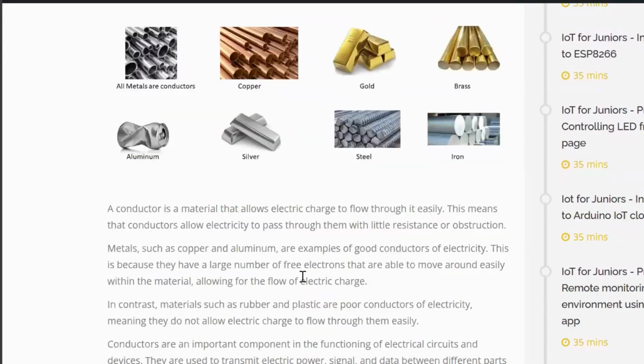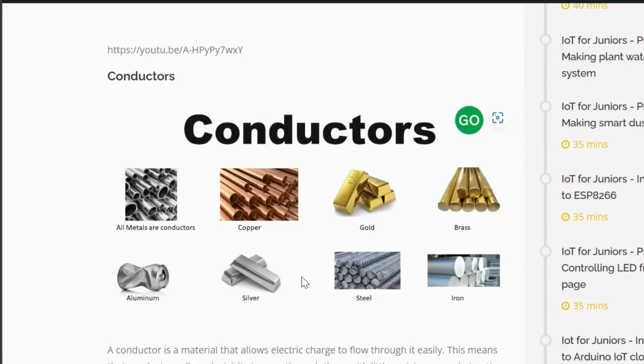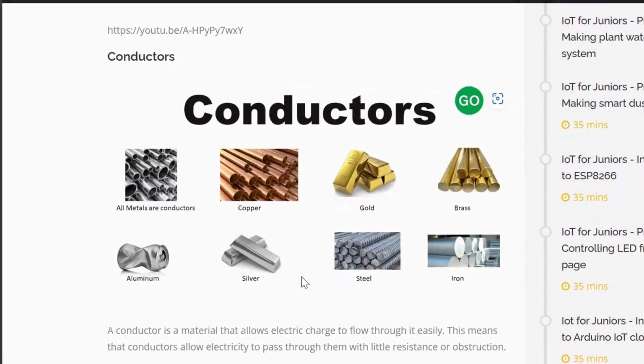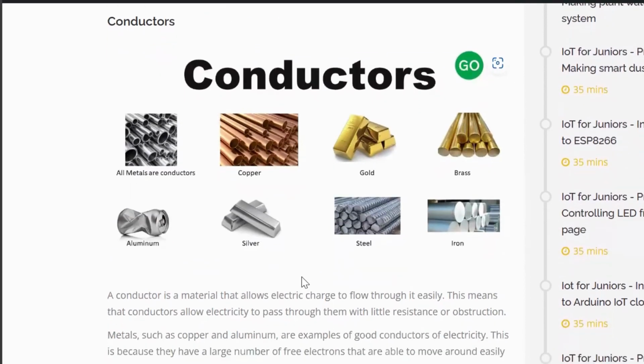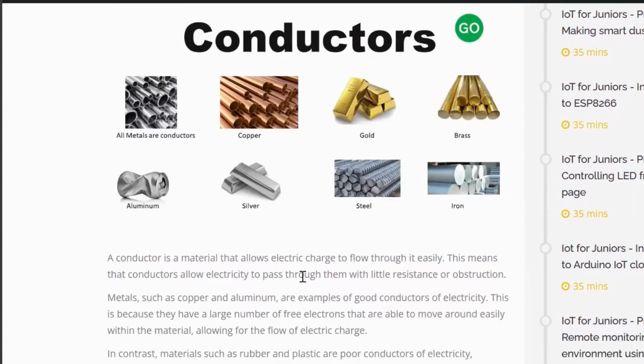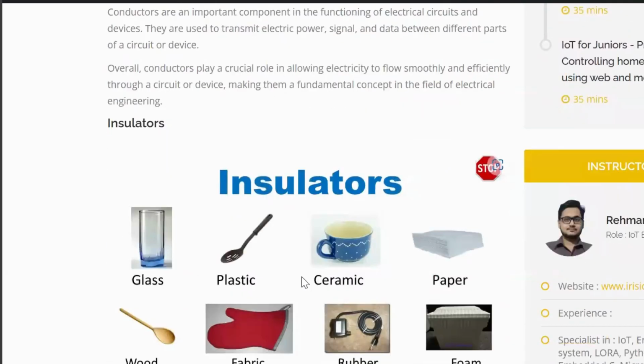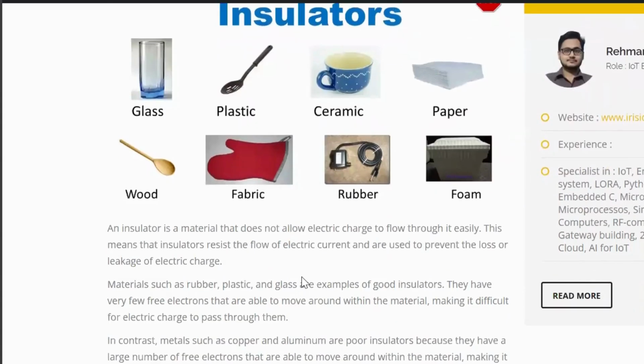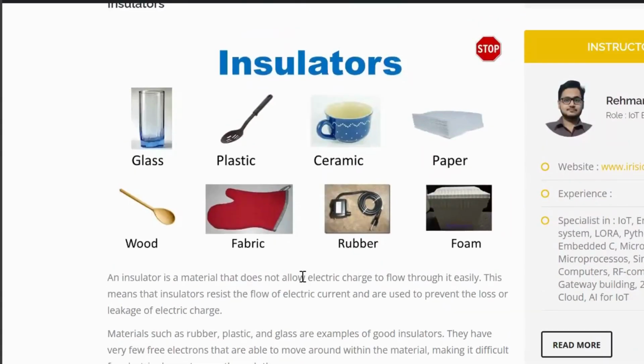Now quickly let's see conductors. We saw what is current, the flow of electrons, flow of charges through the conductor. So what is a conductor? Conductors are something which allows the electron flow through it easily. That's it. Any material which allows the charges to flow through it easily is known as a conductor. And opposite to that, there are some materials which don't allow the current or charges to flow through easily. Those materials are known as insulators.